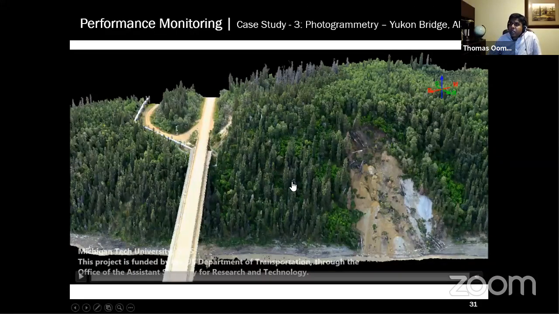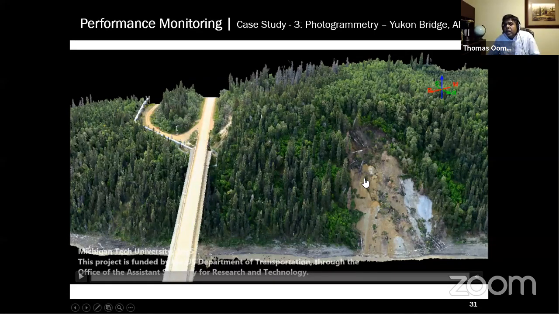There is another example that I want to show you here. Again, we are using photogrammetry to monitor a landslide that is forming near a bridge. This is a very critical bridge. It carries the pipeline from the North Slope of Alaska, where all the oil is being produced, and the oil is being pumped through this pipeline. So any damage to this bridge is critical. So the company asked us if we could monitor this slope and whether this slope is progressing.